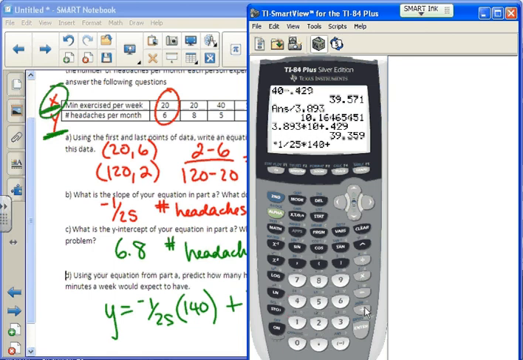So we would expect 1.2 headaches for that person per month.